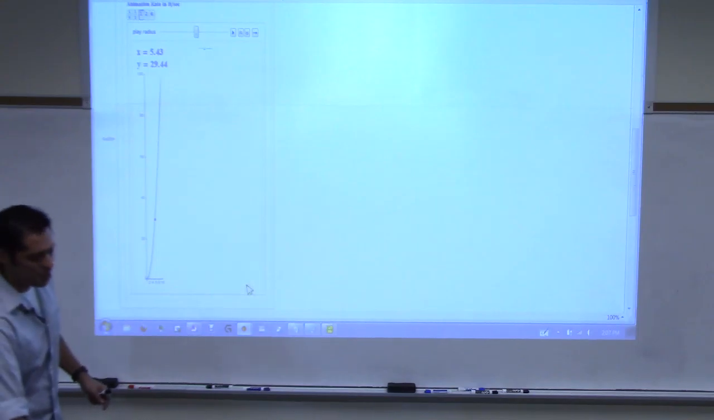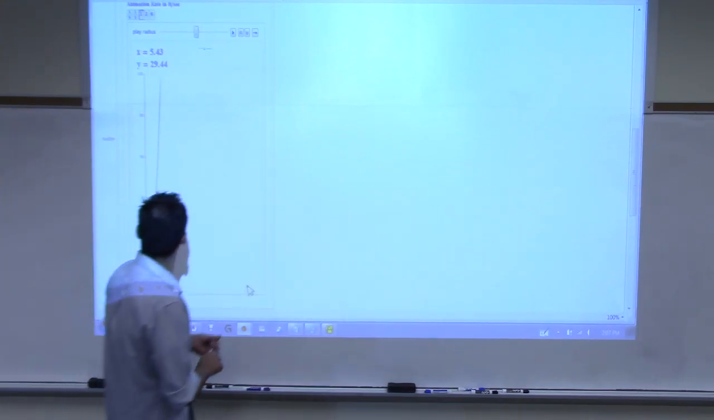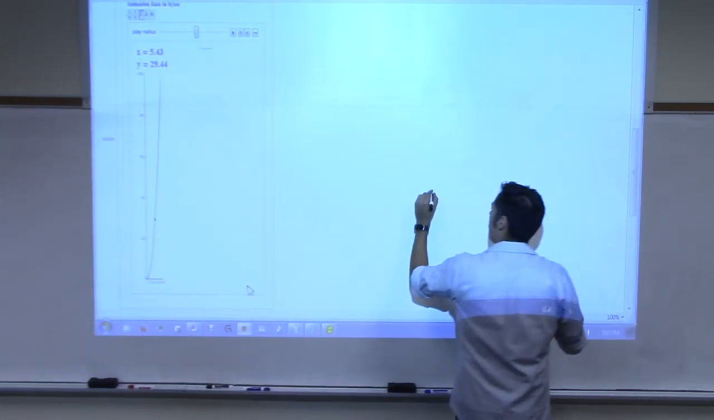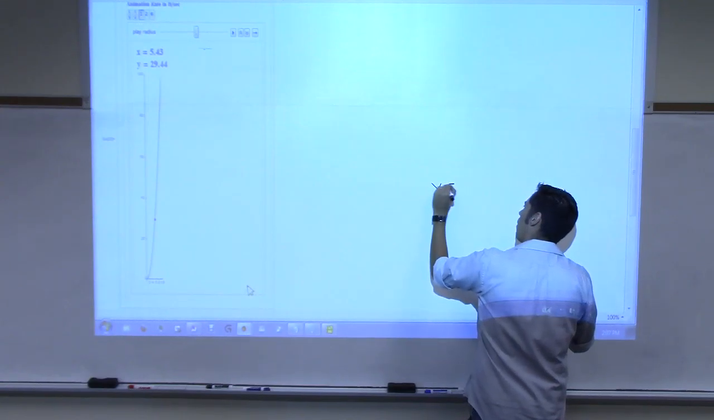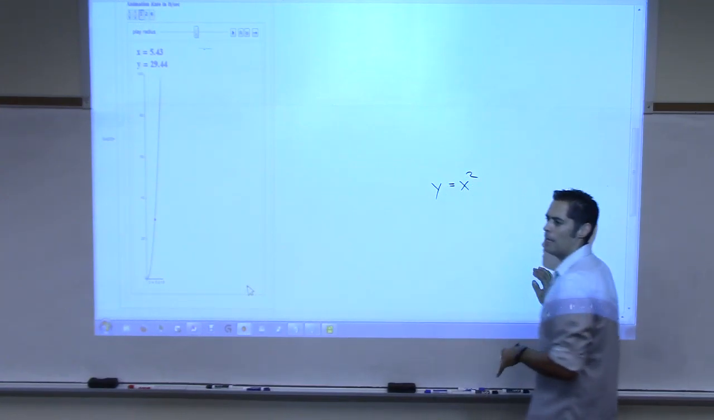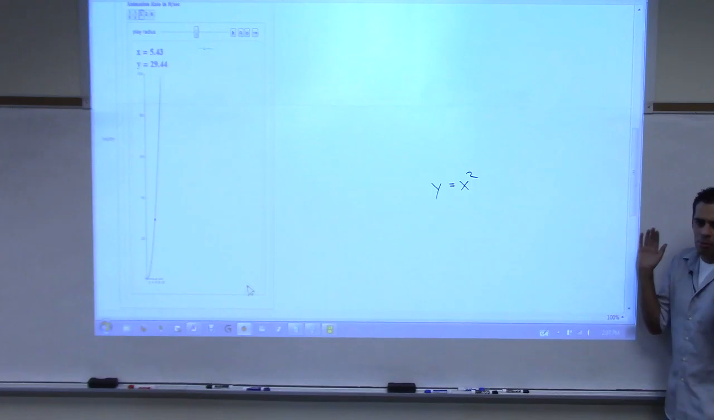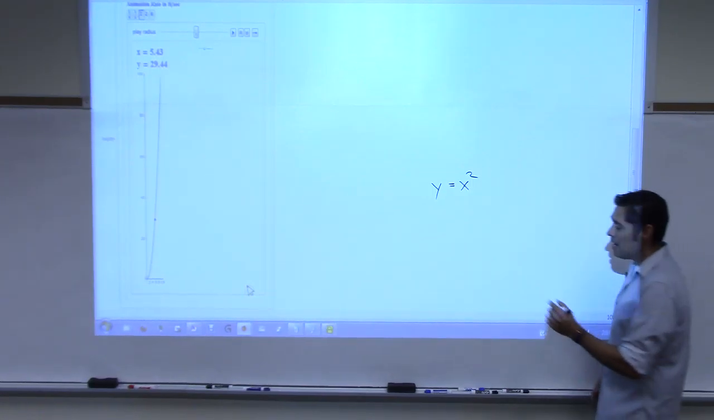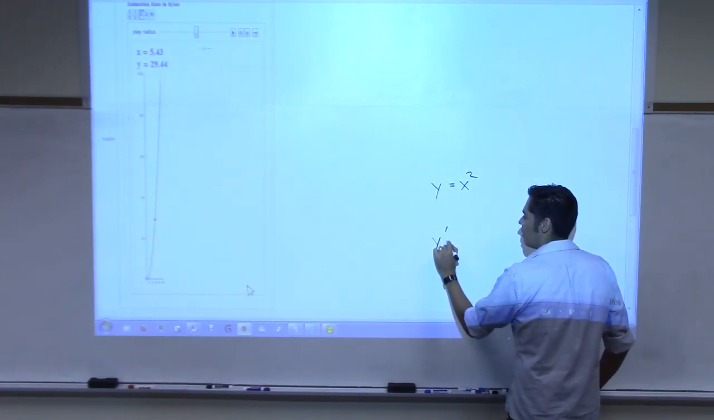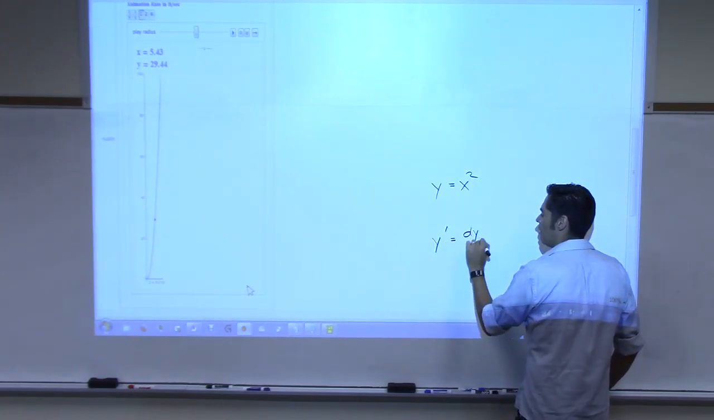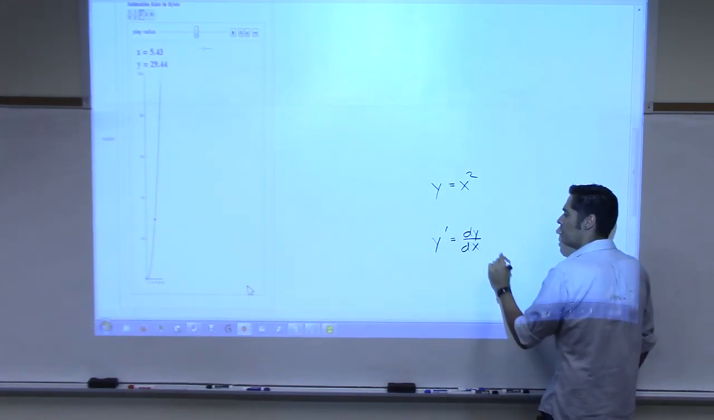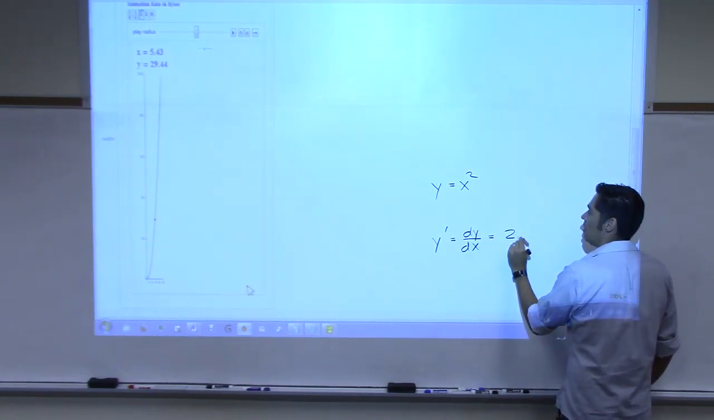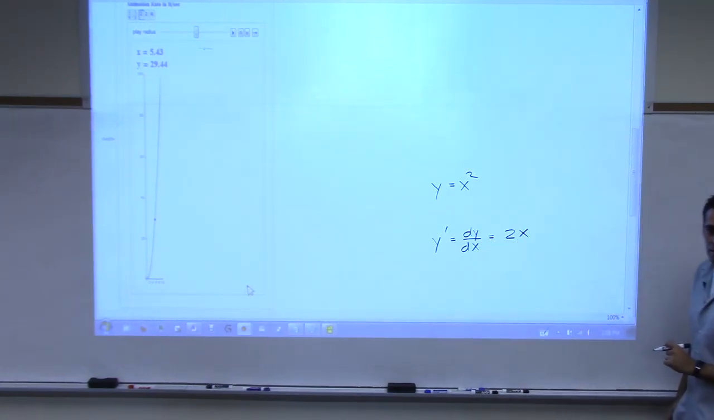Now, I had to zoom in on it on purpose. I'll tell you why in a minute. This is just the equation y equals x squared. I mean, this is our classic parabola, right? There's no craziness to this. If I ask you for y prime, which is the change in y with respect to x, then everyone here should tell me 2x and be done with it, right?